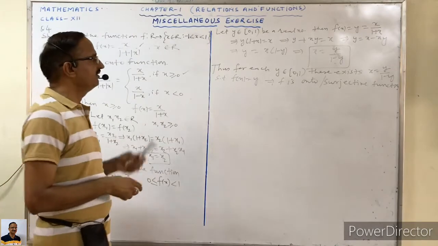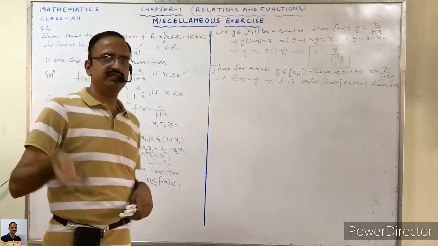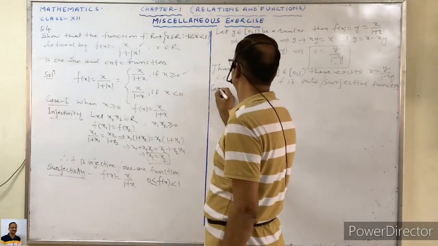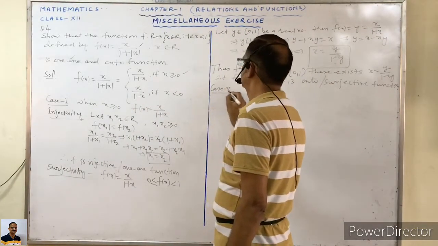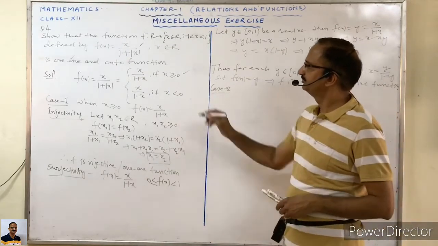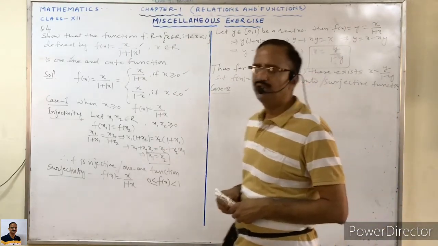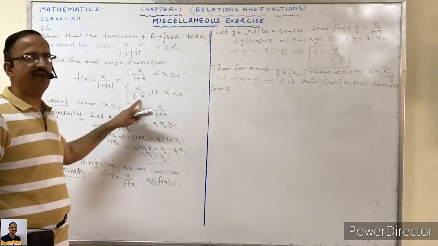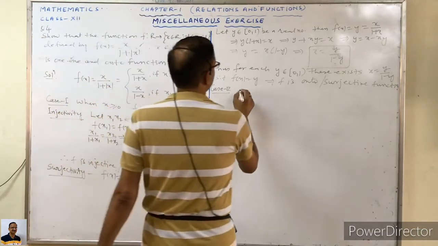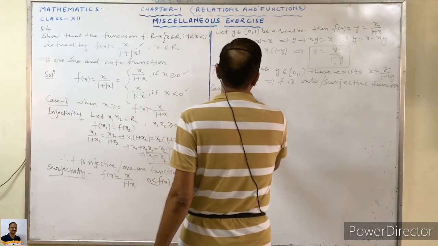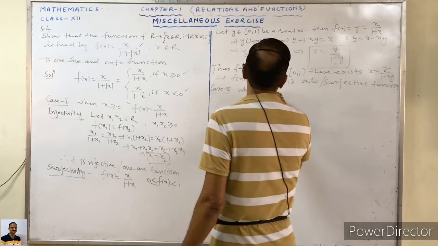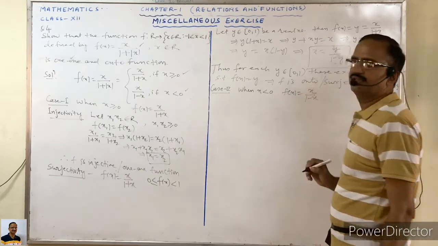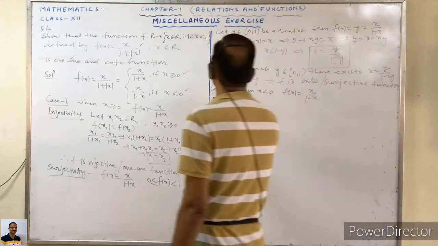In the same way, we will discuss the injectivity and surjectivity for the second case. So the second case is this one. When x is less than 0, then the function is x upon 1 minus x. So we will write when x is less than 0, then f(x) is x upon 1 minus x. For this, we will prove the injectivity.